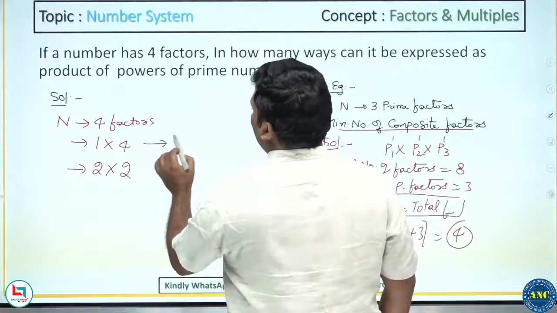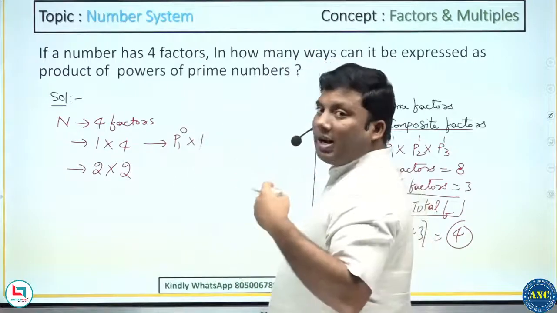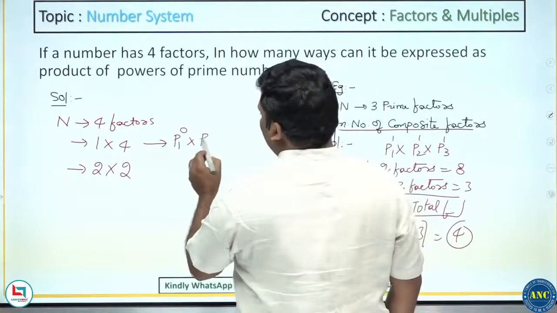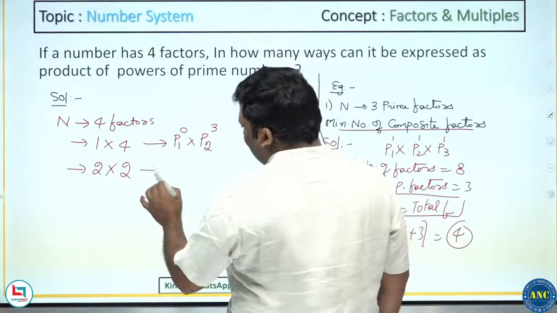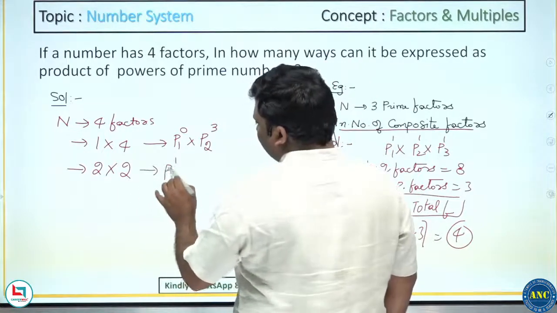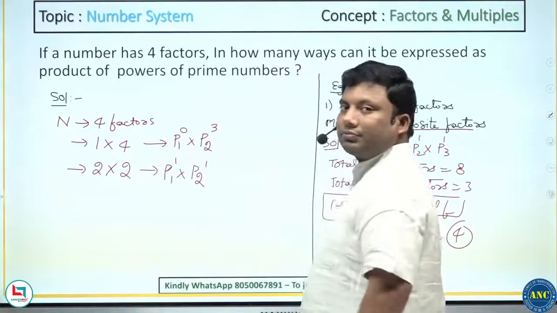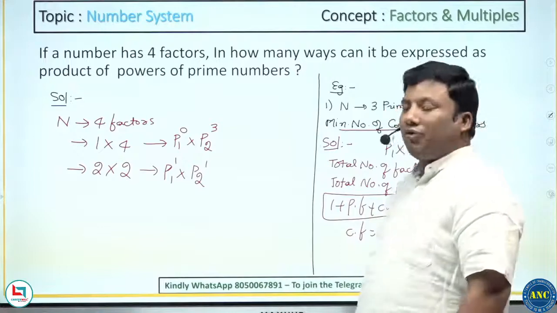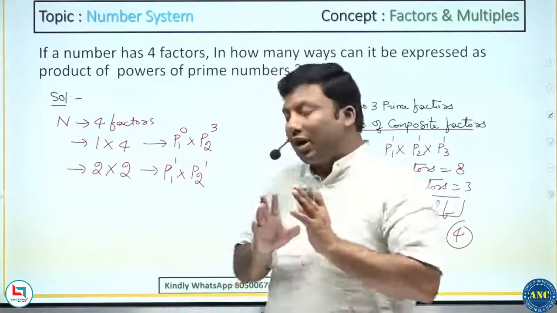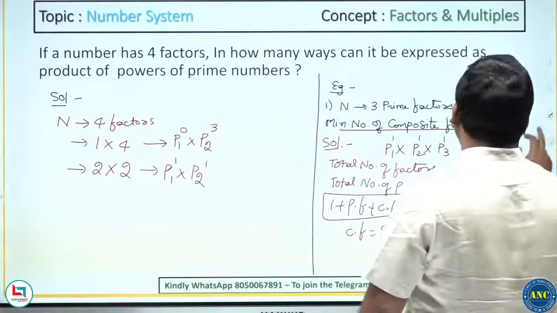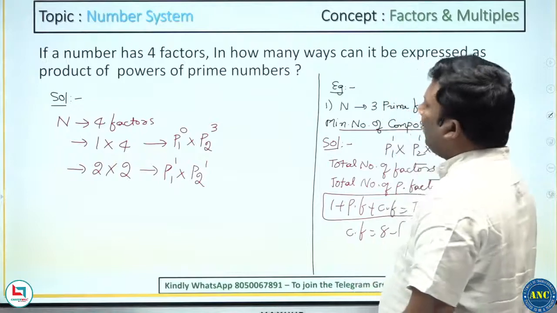So if it is 1, power will be 0. If it is 4, 4 is the number of factors, so the number form will be P2 power 3. If it is 2, power will be 1. If a number has got 4 factors, 1 into 4, 2 into 2. 2 is a prime number, you cannot split it further. So P1 power 0 into P2 power 3, or P1 power 1 into P2 power 1.